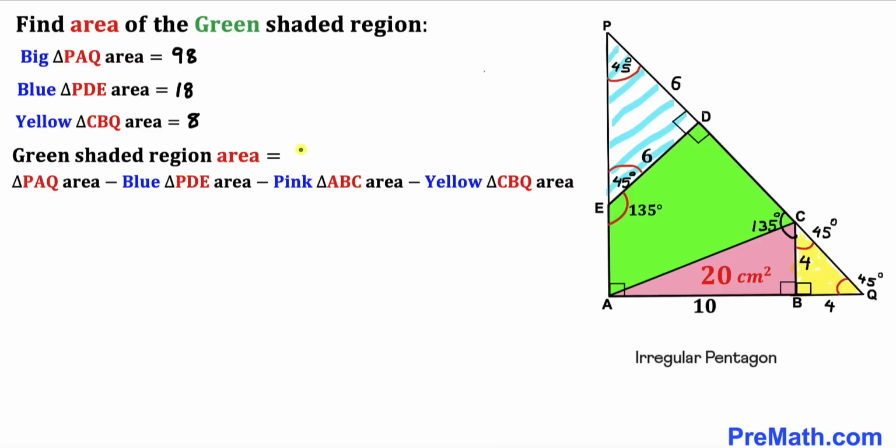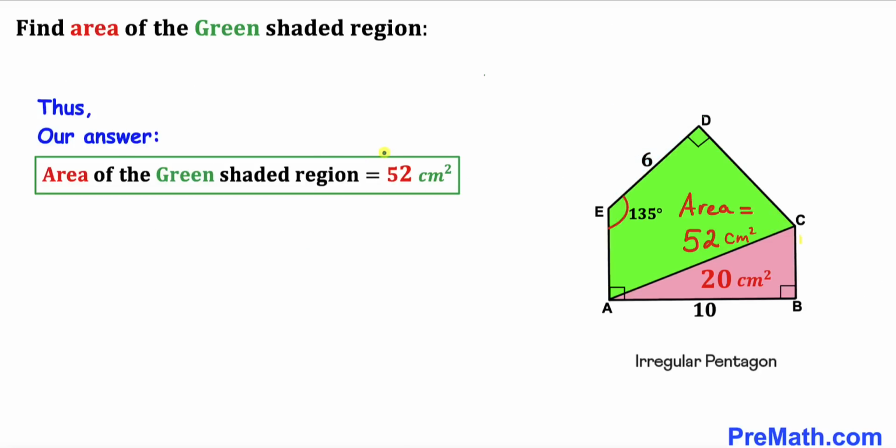And here's our final step. Let's go ahead and calculate the area of this green shaded region by filling in the blanks in these triangle areas as we figured out in our previous step. We know this PAQ area is 98, this blue area is 18, this pink triangle area is 20, and this yellow triangle area is 8, as you can see in this next step. And if we simplify the right hand side, that is going to give us 52 centimeters squared. So thus the area of this green shaded region turns out to be 52 centimeters squared.